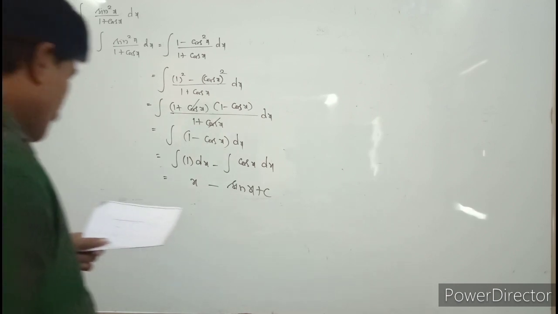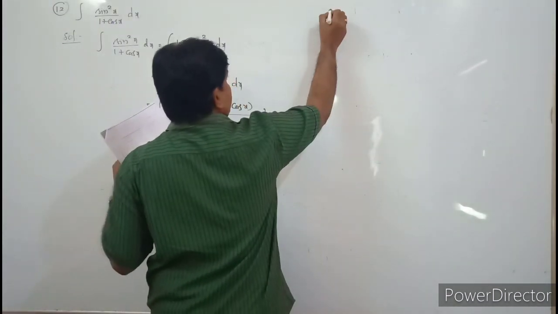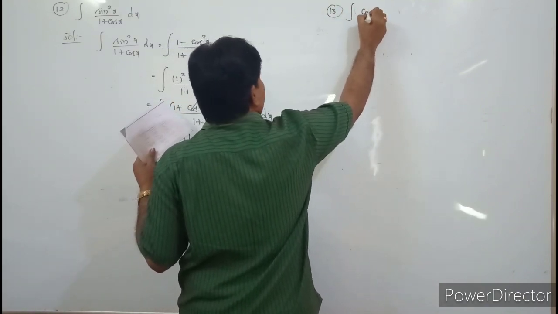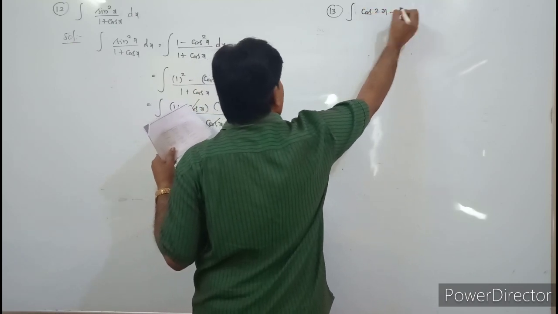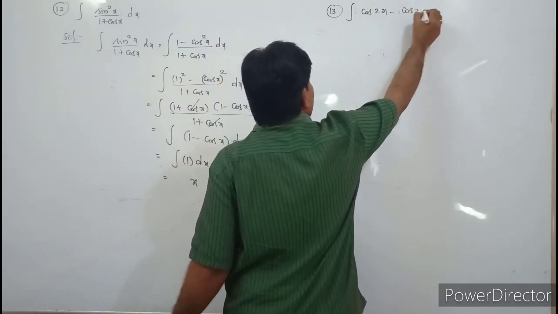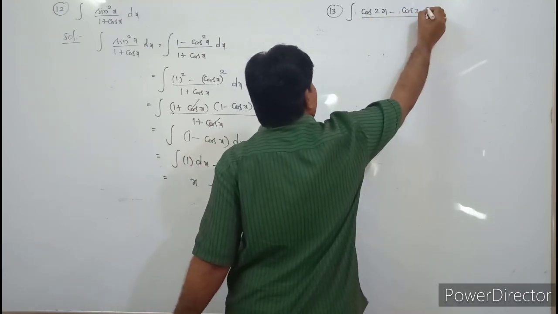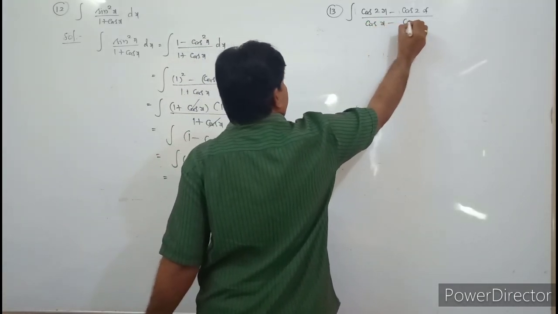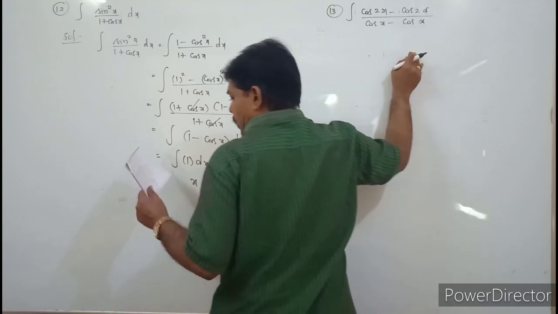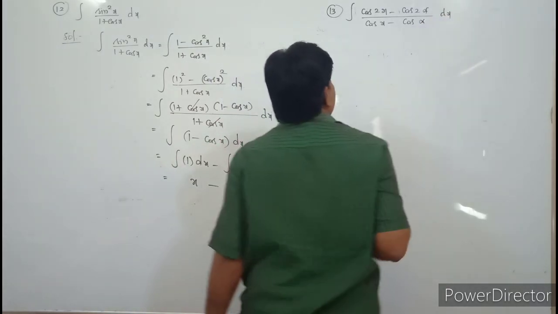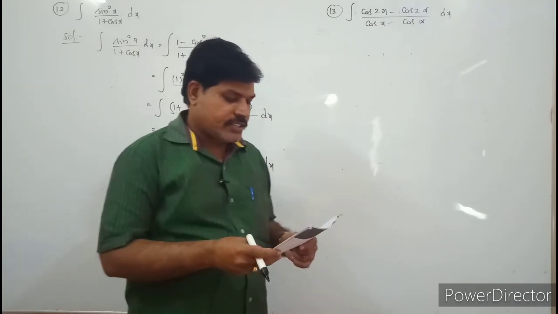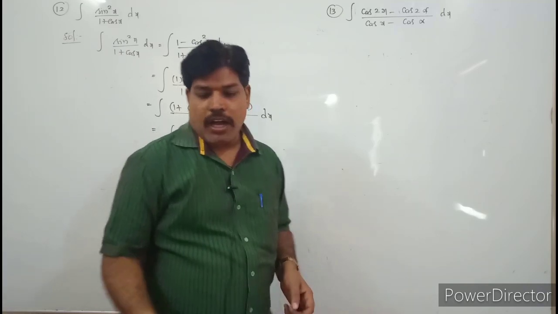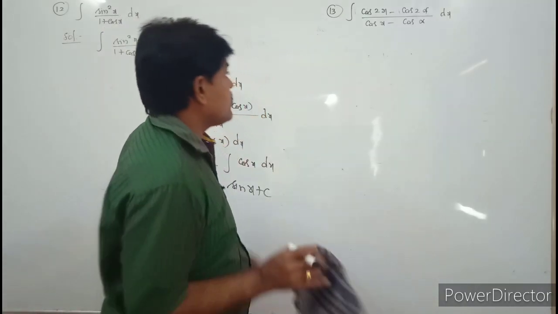See the next question, question number 13. Integral of cos 2x minus cos 2 alpha by cos x minus cos alpha into dx. So see that question, students, how to solve this question.